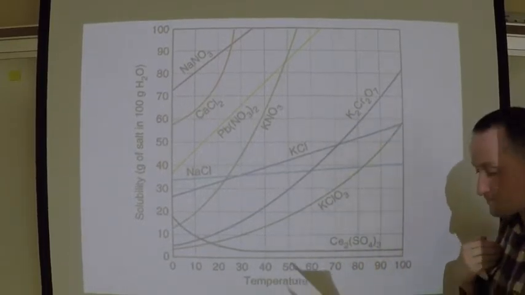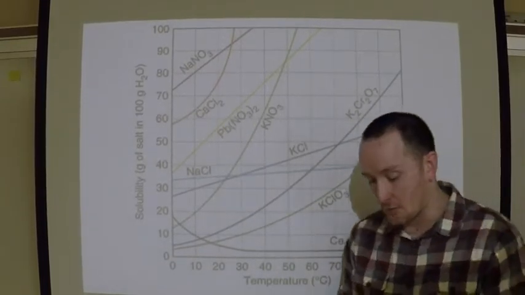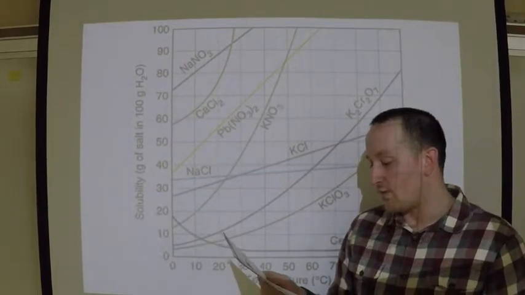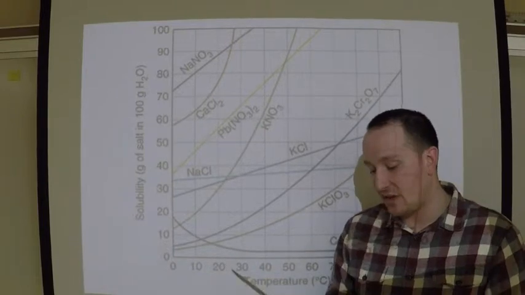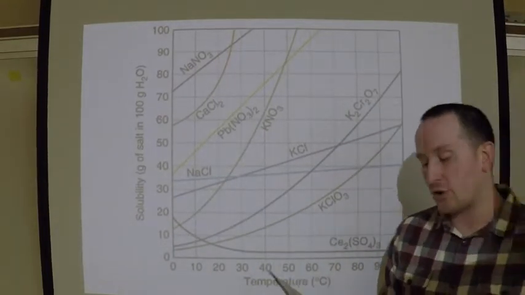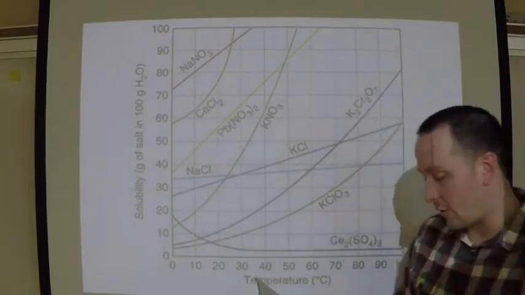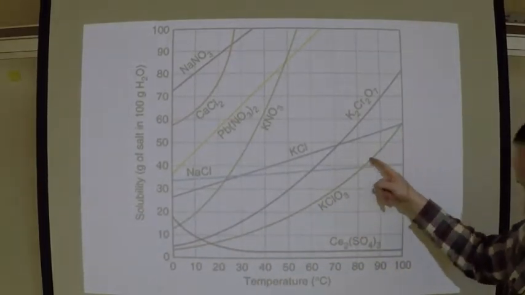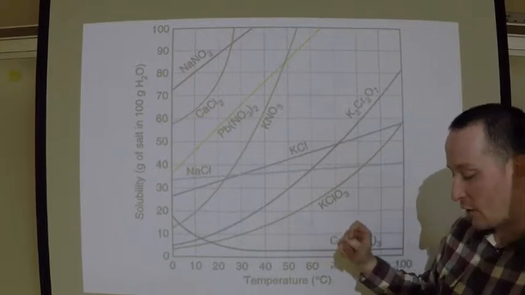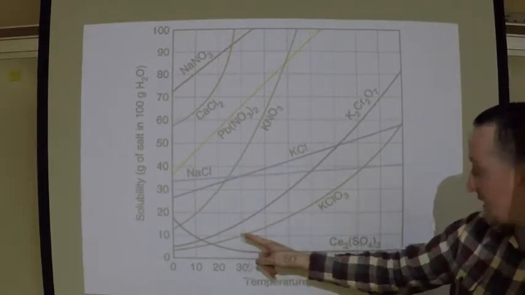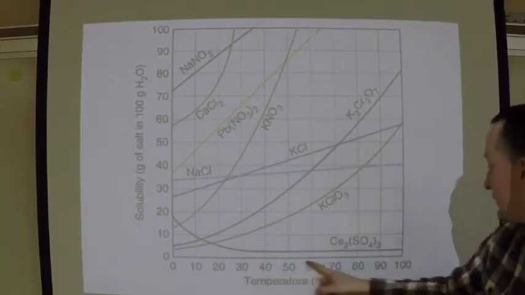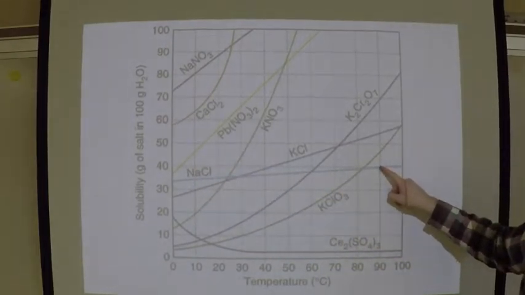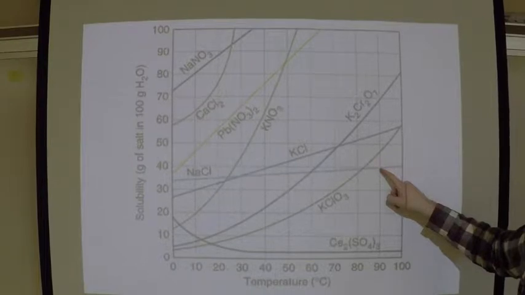So here we go. Let's look at number 2. All right, number 2 on your front page. It says, what type of solution is formed when 40 grams of KClO3 is dissolved in 100 grams of water at 90 degrees Celsius? So I need to find my KClO3. Okay, it's this orange line right here. And it said that I dissolved 40 grams at 90 degrees Celsius. So I go to 90 degrees Celsius, I go to 40 grams, and its line is right here. So it intersects right here.